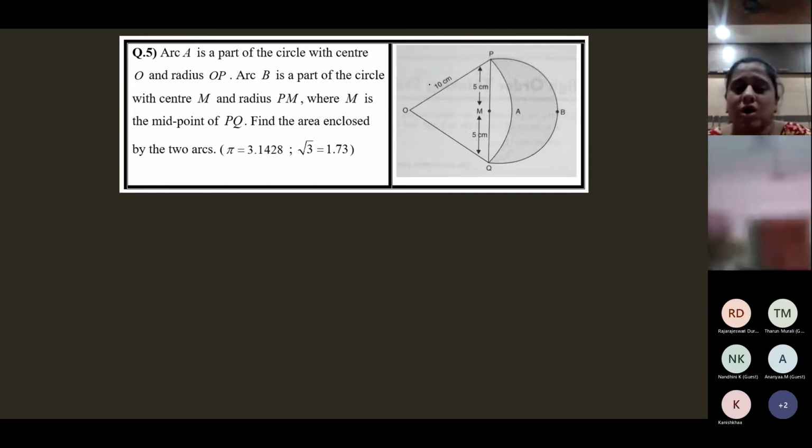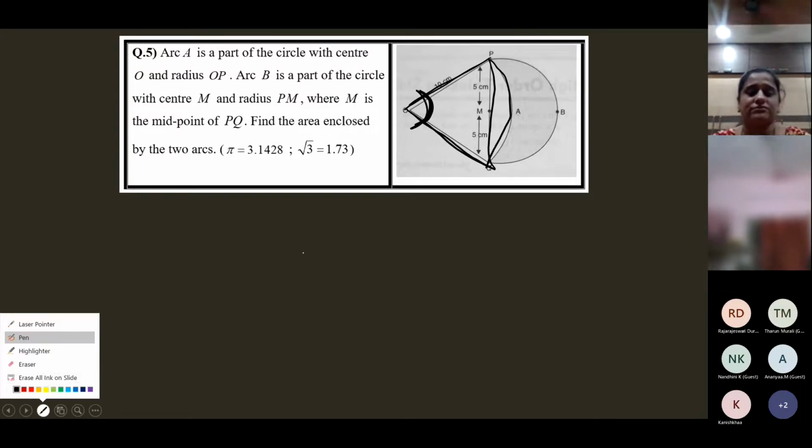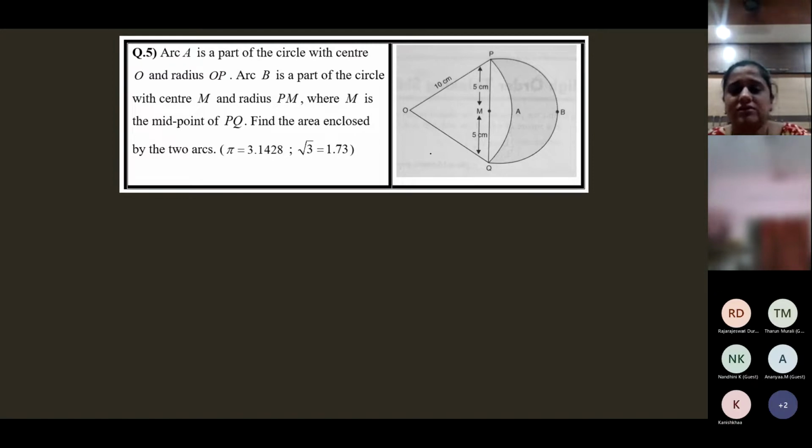Now, how do you find the area of the sector? Theta by 360 into pi r square. This is theta because this is the center of the sector. Now this is an equilateral triangle. You can see this is 10 centimeters, this is also 10 centimeters, and this one is 5 plus 5, which is 10. So clearly OPQ is an equilateral triangle. So the sector angle is 60 degrees because it's equilateral.